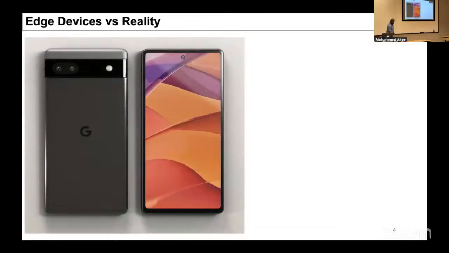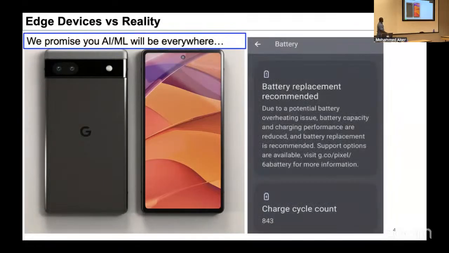So I use a Pixel 6a phone, and that's the picture of the phone. And the promise, for everyone here who understands this, is that our smartphones or smart devices are going to be running machine learning inferences all the time. That's the promise. That's the reality of the world we live in nowadays. Yes, the promise is machine learning will be everywhere.